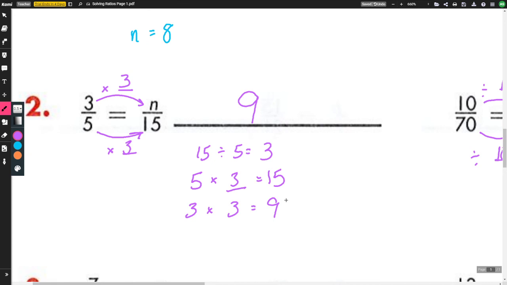Any way works. I personally like the cross multiplying because then I don't have to guess and check. It does all the steps for me, and it helps a lot when I get harder numbers. But you're more than welcome to use whatever way you want. Remember, each problem is worth 2 points, 1 point for the answer and 1 point for the work.